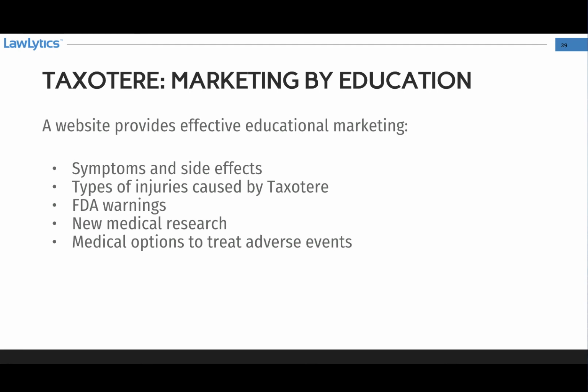So the symptoms, side effects, or injuries, in this case specifically alopecia, any FDA warnings that have been issued, new medical research, any possible medical options that may be available to treat the particular problem that this drug causes. That of course depends on what the topic is. With Taxotere, that may not be the case.